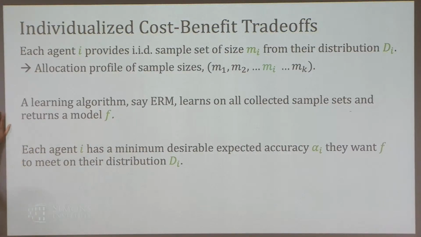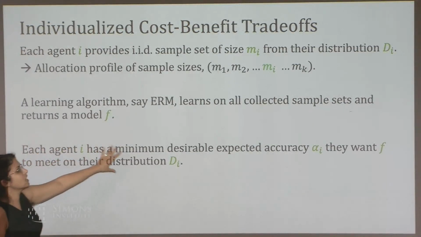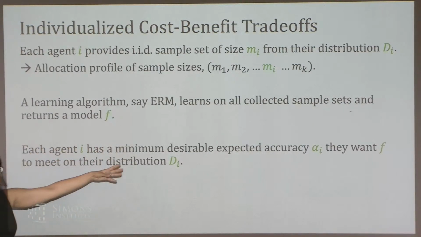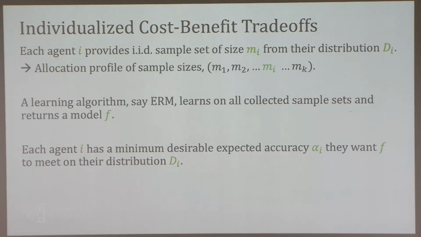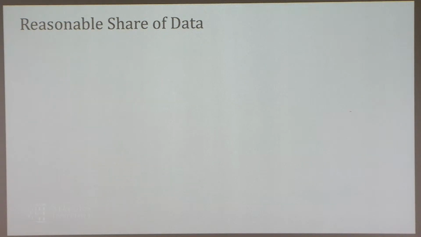And we are still saying that each agent has a minimum desirable expected accuracy of alpha_i. This alpha_i is the epsilon from the previous slides. So everybody still wants to get something that's accurate for themselves, but they have incentives over which m_i they're willing to deal with. So the idea is that, conditioned on actually providing the right solution, we want the m_i to also be reasonable.